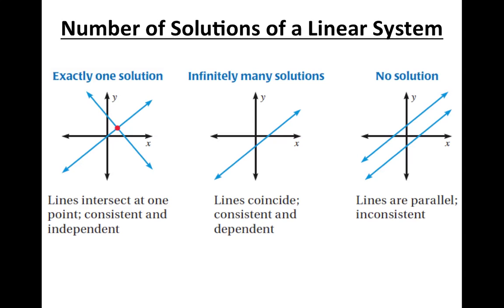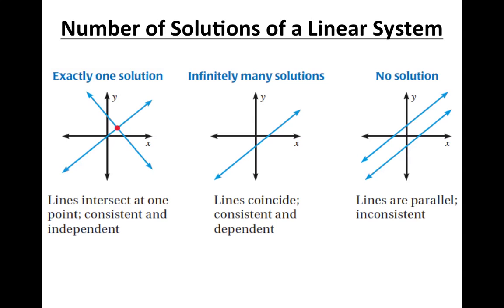Next, we could have infinitely many solutions, which means we have the exact same lines: same slope, same y-intercept, same everything. So when we solve them out for y, we get the same slope and same y-intercepts, and we'll classify them as consistent and dependent.